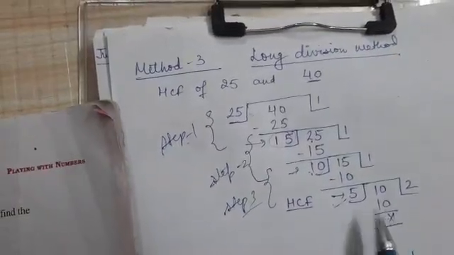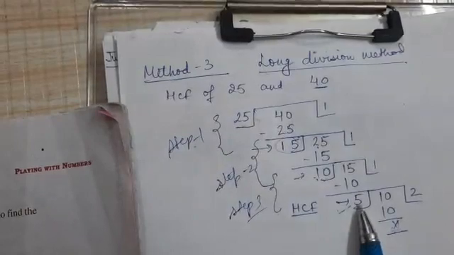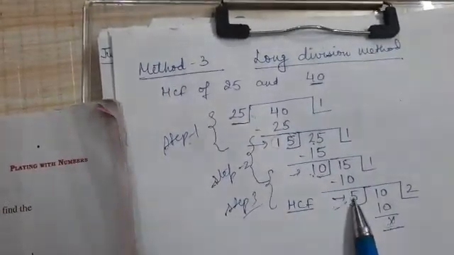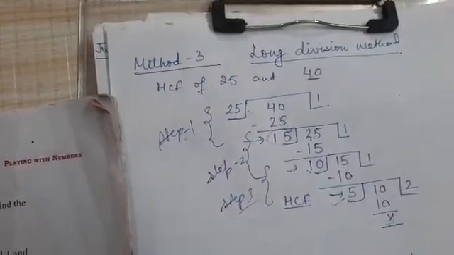So what is the HCF? The last divisor which has divided the number completely. That will be your HCF of numbers 25 and 40.